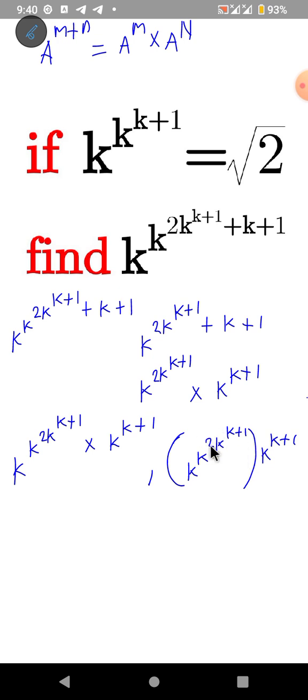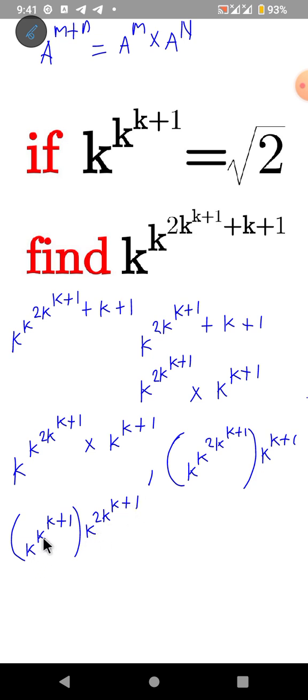Then my next step now will be to interchange power. I'm going to take this power inside, then take the power k raised to the power of 2k raised to the power k plus 1 outside. So we say open bracket k, that's this k raised to the power of k raised to the power of k plus 1. So I took this power now inside. So I'm going to take the power k raised to the power of 2k raised to the power of k plus 1 outside. So here we come k raised to the power of 2k raised to the power of k plus 1.